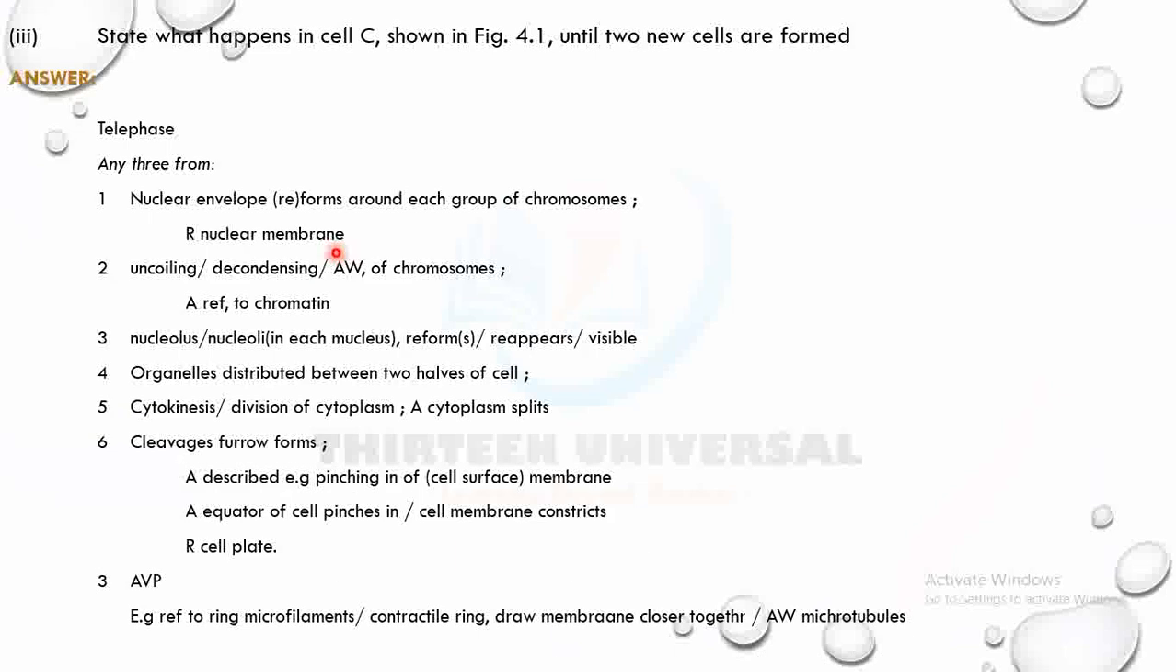So the nuclear membrane reforms around each group of chromosomes. These are features of telophase that they're asking you, and then of course cytokinesis. Chromosomes uncoil in telophase, and the nucleolus reforms, reappears. Organelles are distributed between the 2 halves. Cytokinesis: division, the cleavage furrow forms and pinches from the equator. Please memorize this. 3 marks.